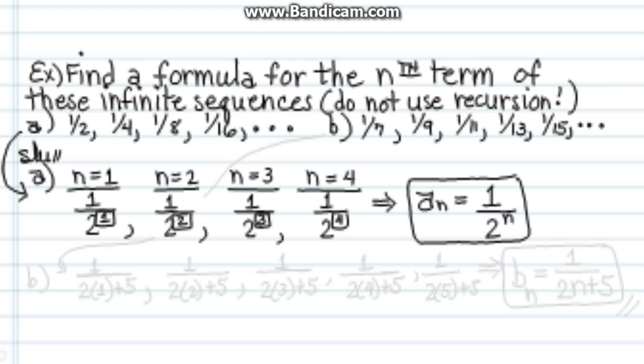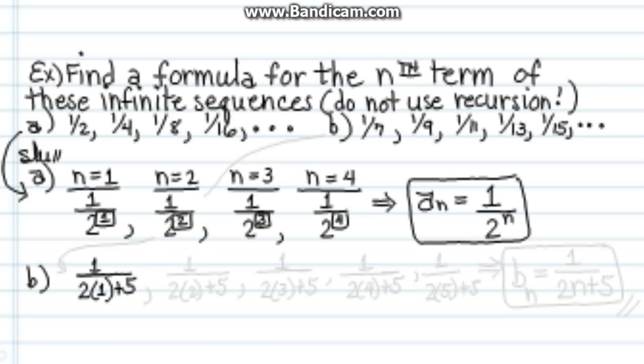Well, 7 is like 5 plus 2, and 9 is 5 plus 4, but we skipped from adding 2 to adding 4. 11 is 5 plus 6, so we skipped from adding 2 to adding 4 to adding 6. Those are even numbers, so we can get those numbers by multiplying the index by 2. Check this out. The first term, 1/7, is 1/(2 times 1 plus 5). And you see that? That is 1/7.